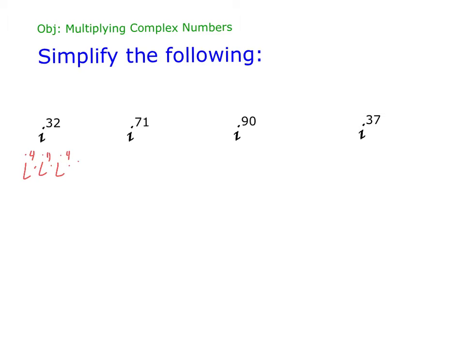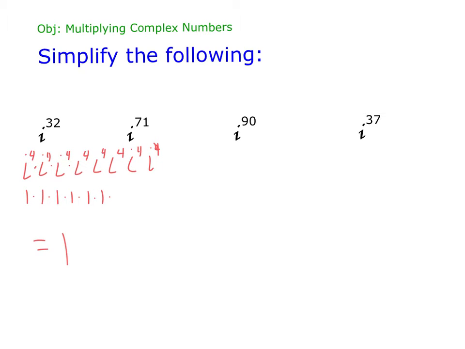12, 16, 24, 28, no, I skipped one: 4, 8, 12, 16, 20, 24, 28, 32, and then we're done, right? And then what's i to the 4th? So that's just 1 times 1 times 1 times 1 times 1 times 1 a bunch of times. So the answer is just 1.